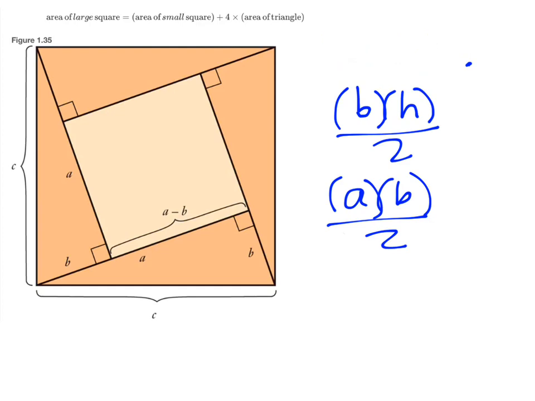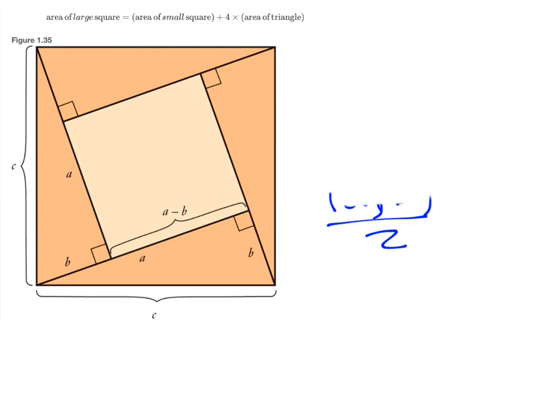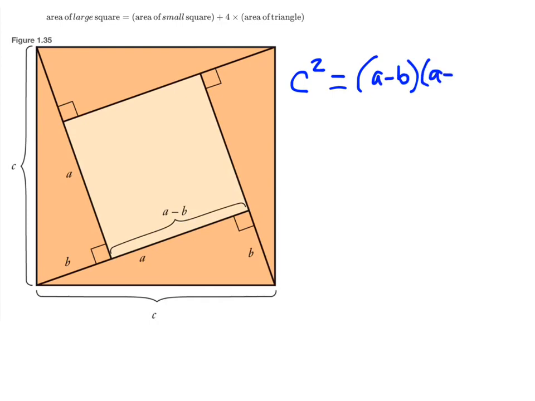So notice again, we're using things that are previously known. We're assuming that those have been proven geometry facts that we can assume going into this proof. And then we take that information and put it into this equation at the top. The area of the large square we said was c squared, and that equals the area of the small square, which is a minus b times a minus b, side times side, plus 4 of the area of the triangles, which we said was a times b divided by 2.